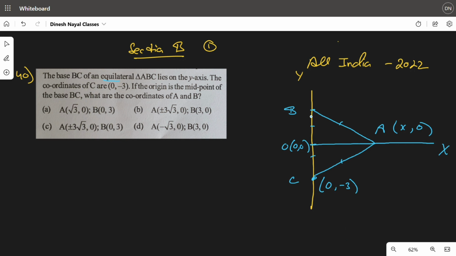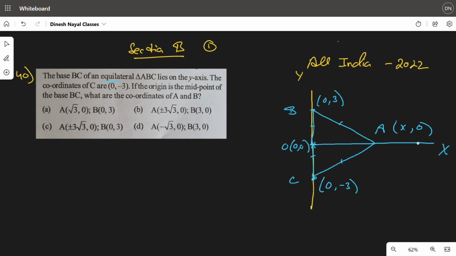So see, B is actually very easy because this is the midpoint. We know that this side will be equal to this one. If the distance from the origin is 3, because this is -3, the distance will be 3 only. Similarly, the distance on this side will be 3 only. So this will be 0, 3, and the coordinates of B will be 0, 3.